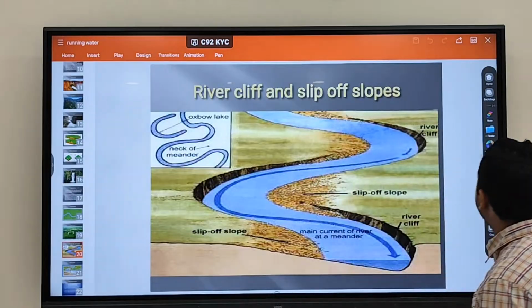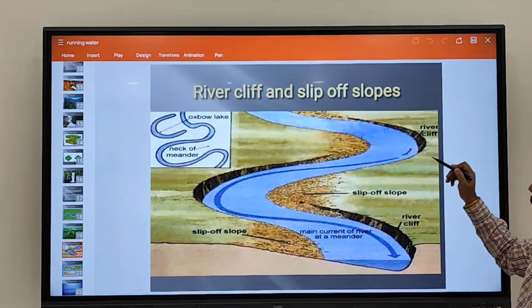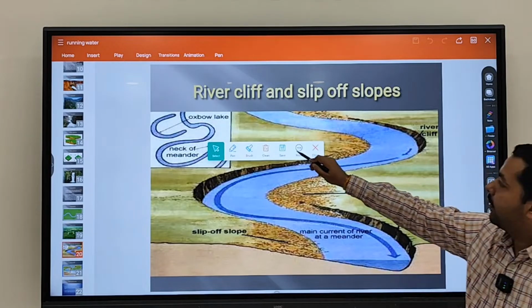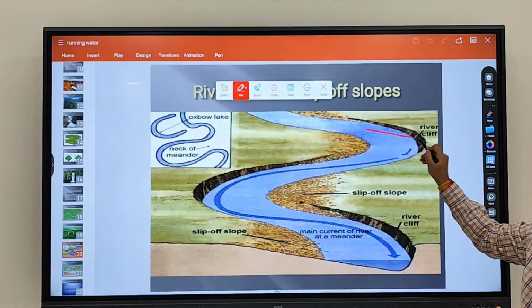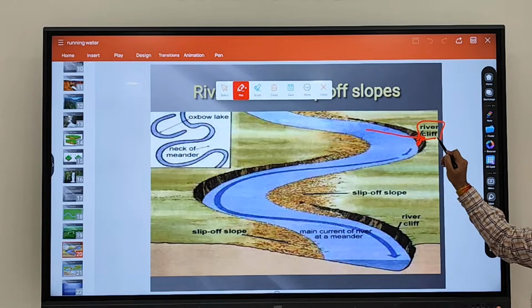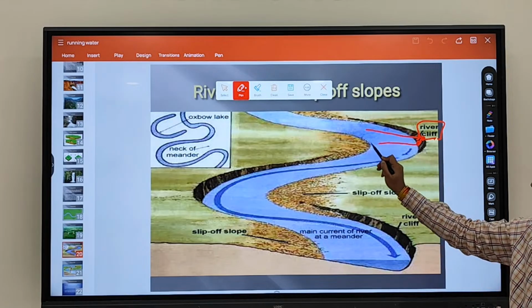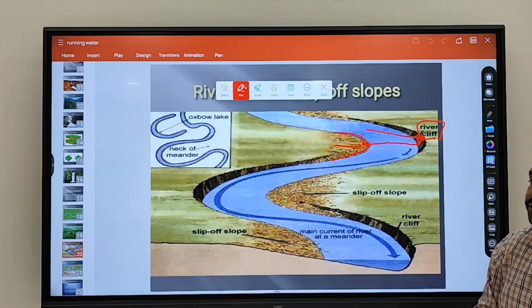Clear? So in this figure, the river is coming in a meandering fashion, hitting which region? This region. So erosion is happening. That's why what is being formed? A cliff is being formed, and deposition is happening at this bank.